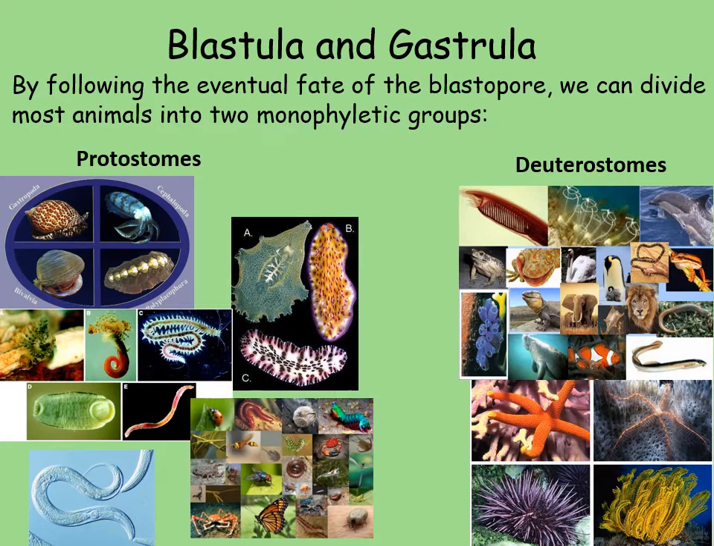So by following the eventual fate of the blastopore, if it develops into a mouth or an anus, we can divide most animals, the bilaterian animals, into two monophyletic groups. So on the left here, we would have all of the protostome groups, and on the right here, we would have the deuterostomes, which we would belong to.